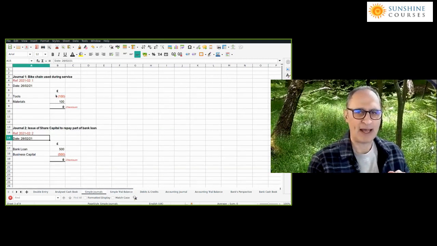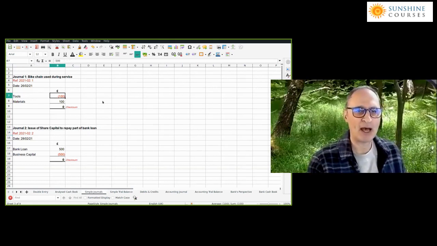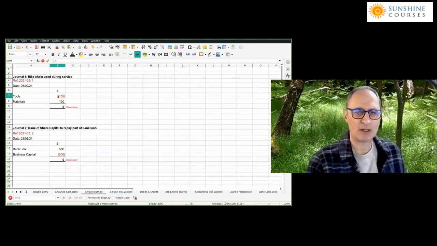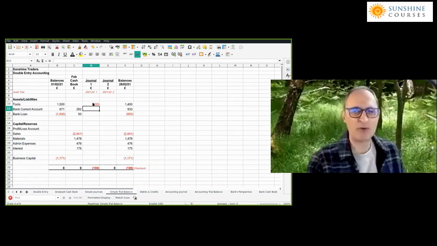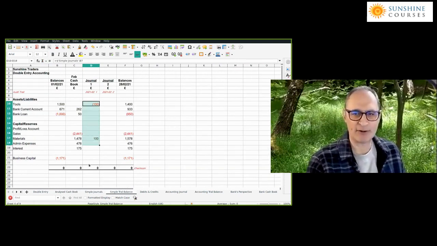And the simplified way of showing it is that we reduced the tools or stock by £100 and we spent money on materials of £100. So I'm now going to reflect these in the trial balance. I'm going to bring that entry in the journal for the tools into my trial balance. And again, because I've only recorded one of the two sides of the transactions, you'll see that the total figure is incorrect. And I now need to add that to my materials, which is the other side of this journal. So the totals come back to 0.